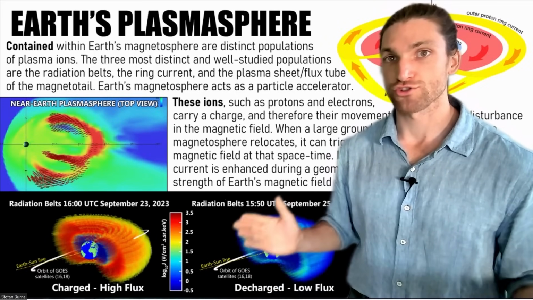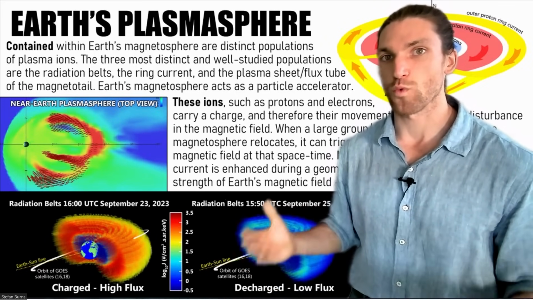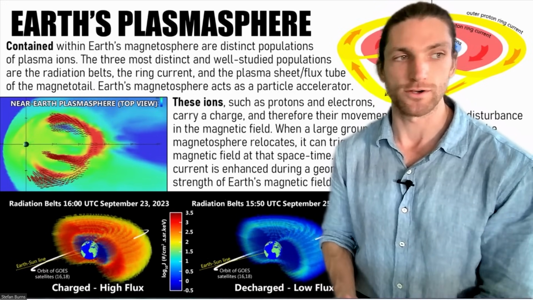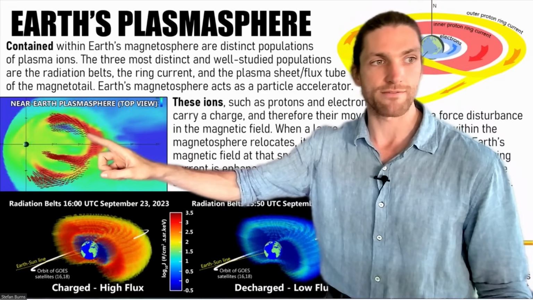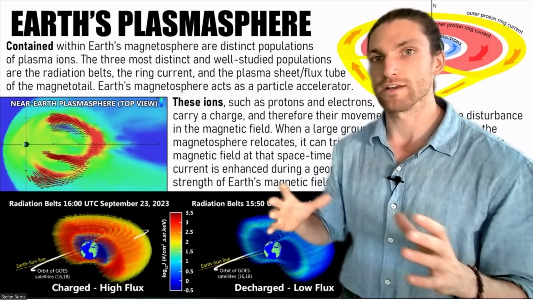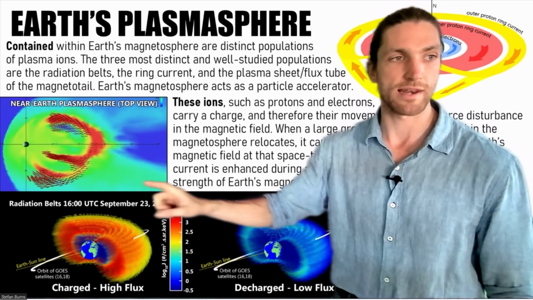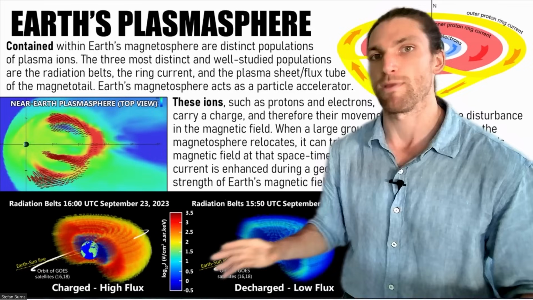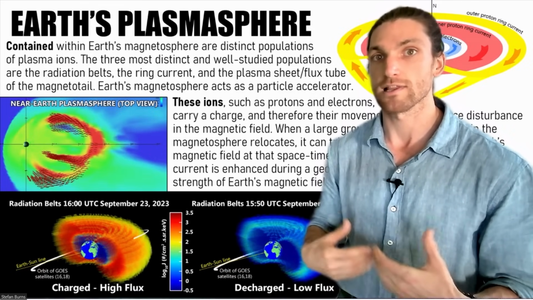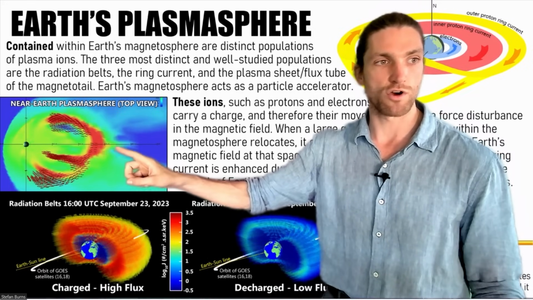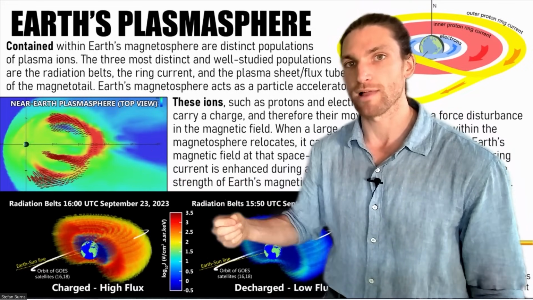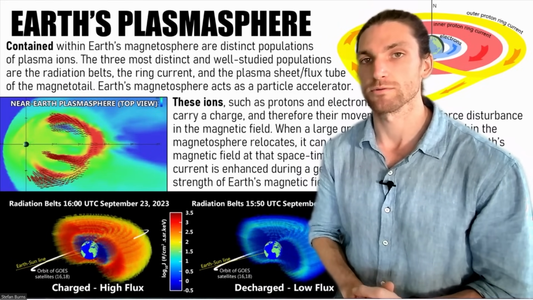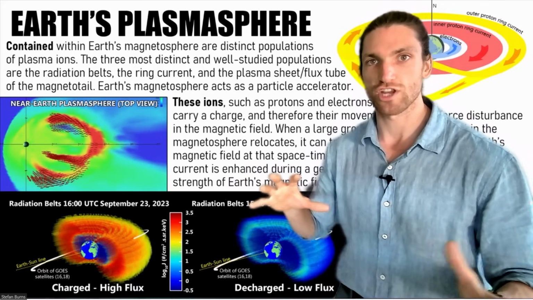Earth's magnetic field is strongest in the core, but extends way out into space until it eventually merges into the interplanetary magnetic field. So within Earth's magnetic field, we have the plasmasphere. A lot of different plasma ions are contained within Earth's magnetic field, and they can change location and create these flows and these currents depending on various factors like space weather. So when you have strong movements of plasma within the plasmasphere, you can change Earth's magnetic field temporarily in terms of its strength and its overall shape and size.